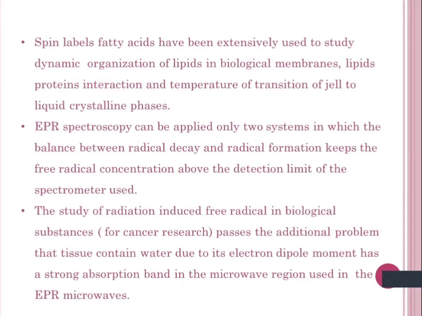Electron paramagnetic resonance or electron spin resonance spectroscopy can be applied only to systems in which the balance between radical decay and radical formation keeps the free radical concentration above the detection limit of the spectrometer. This can be a particularly severe problem in studying reactions in liquids, and an alternative approach is to slow down the reaction by studying samples held at cryogenic temperatures such as 77 K liquid nitrogen or 4.2 Kelvin liquid helium.